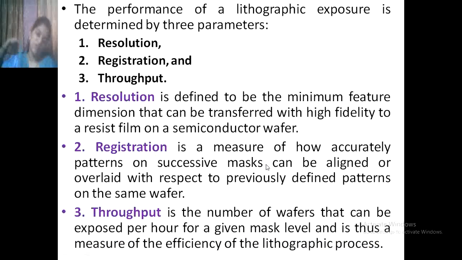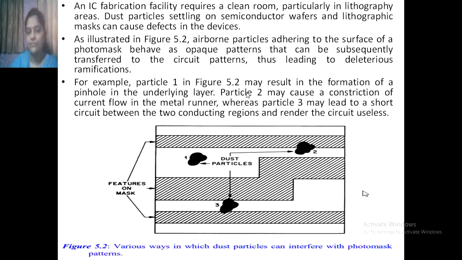The performance of lithography is measured by resolution, registration, and throughput. We also discussed how dust particles settling on the semiconductor wafers and the lithography mask can cause defects. The first defect shows a hole, the second shows constrictions, and the third shows a short circuit.